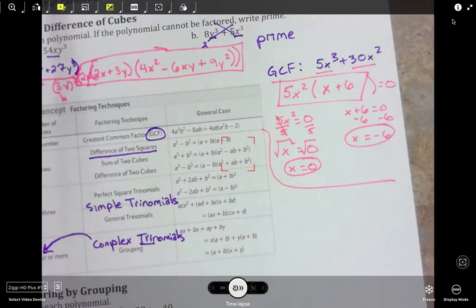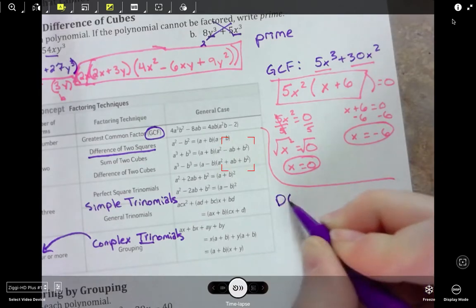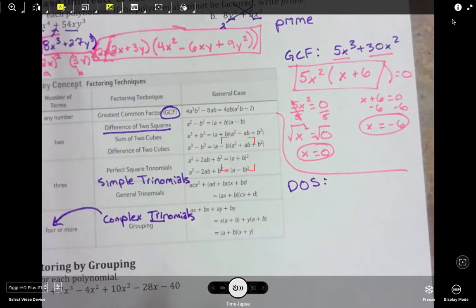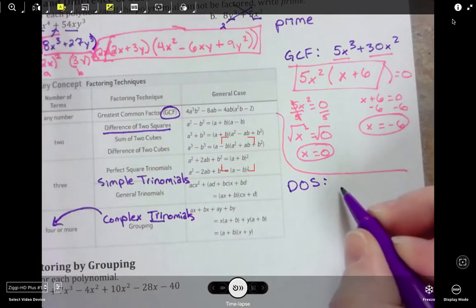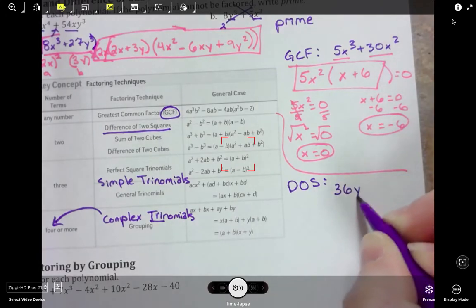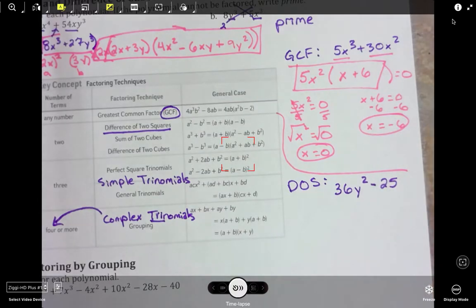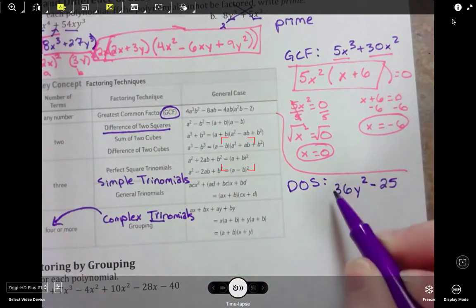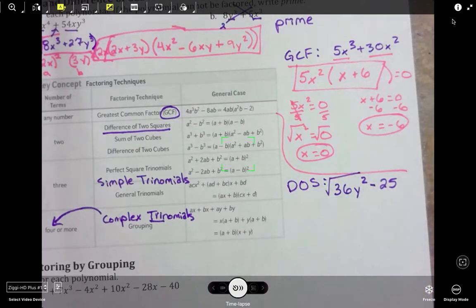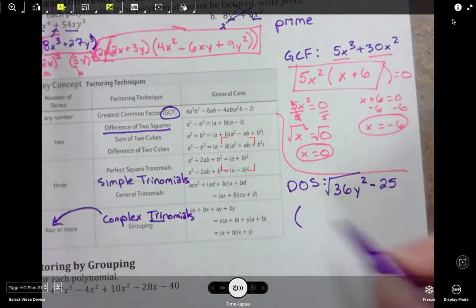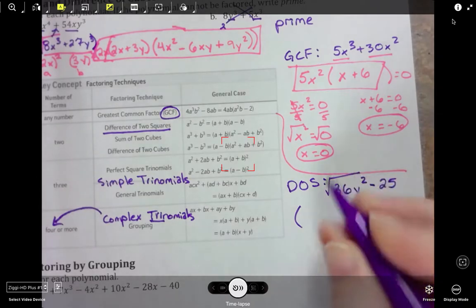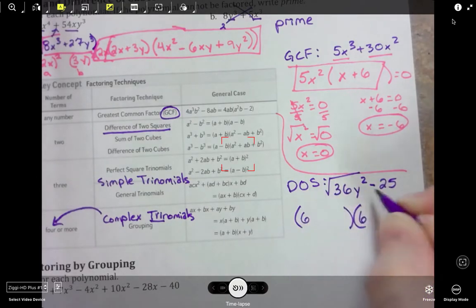Now the next one I'm going to use is a difference of squares, and I'm just going to write it DOS, okay? And a difference of squares, let's do this one. Let's do 36y squared minus 25. Now, we can look at this and say, can I take the square root of 36y squared? Yes, you can. The square root of 36 is 6, and the square root of y squared is just y. So I write 6y and 6y.